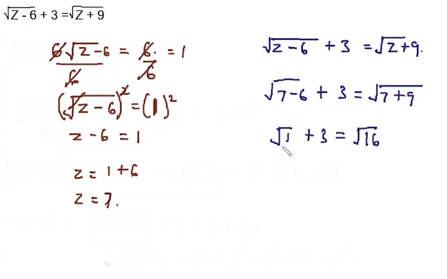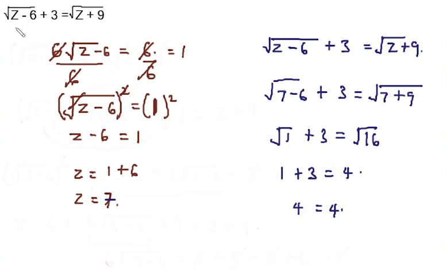So this square root of 1 is 1 plus 3. This is equal to square root of 16, which is 4. So 1 plus 3 is 4, and then this is equal to 4. So that means the solution of z is equal to 7 is correct for this equation.